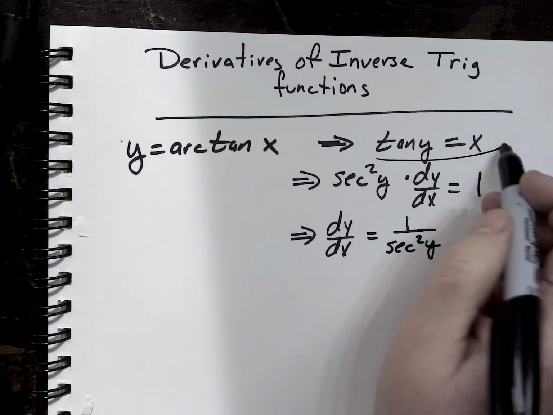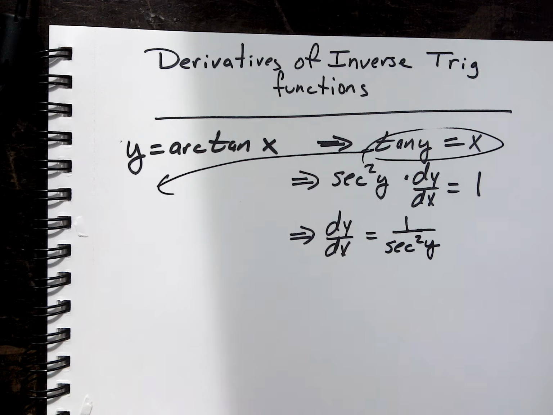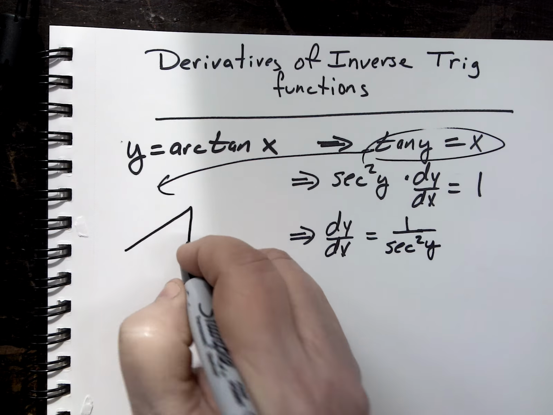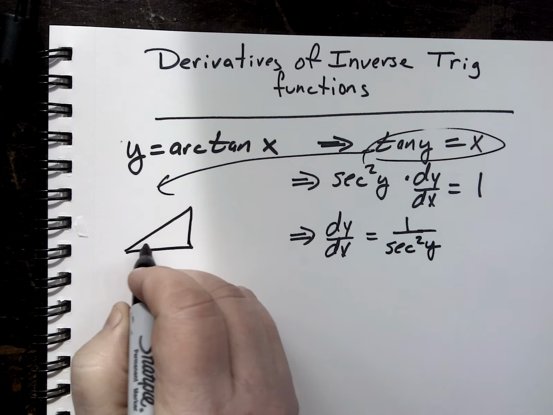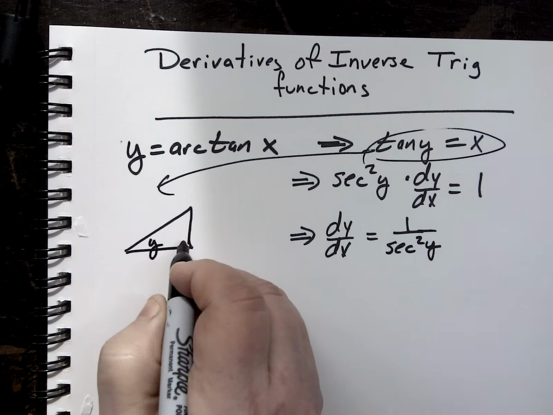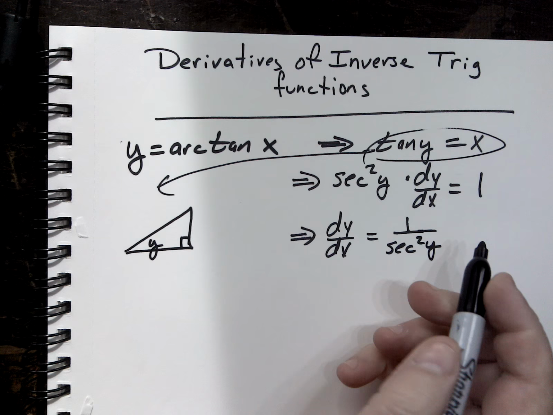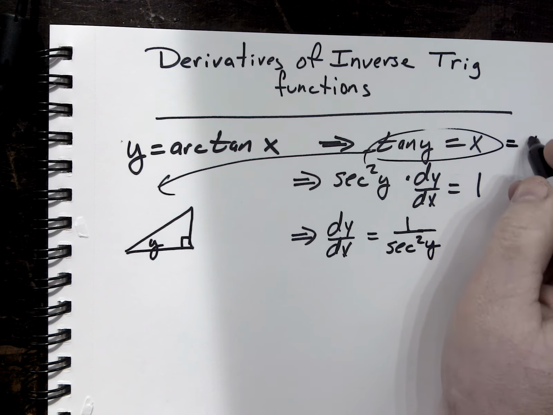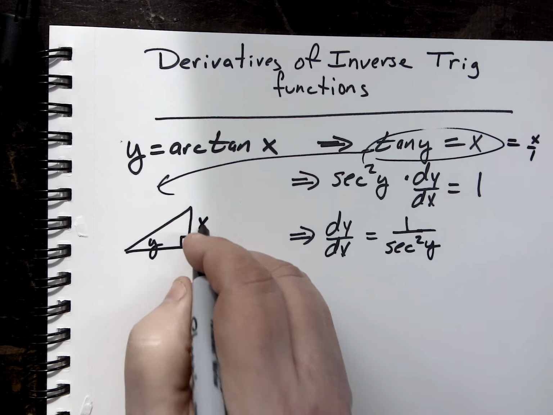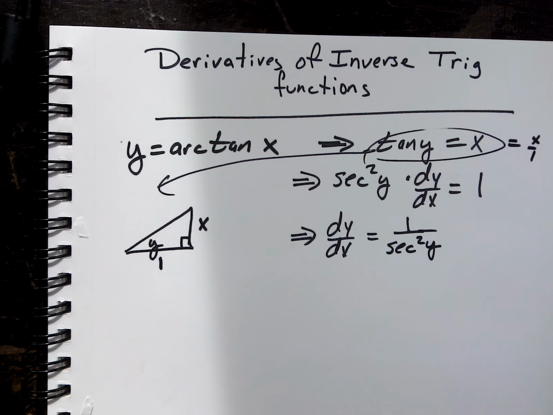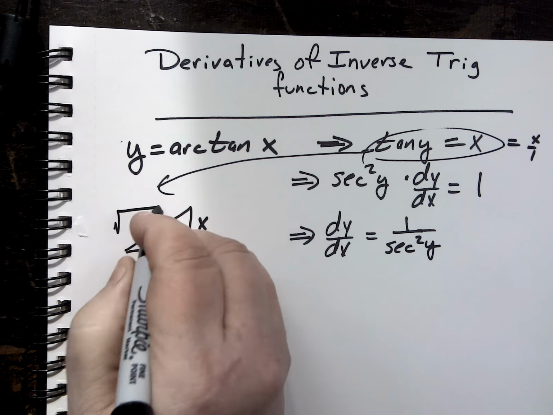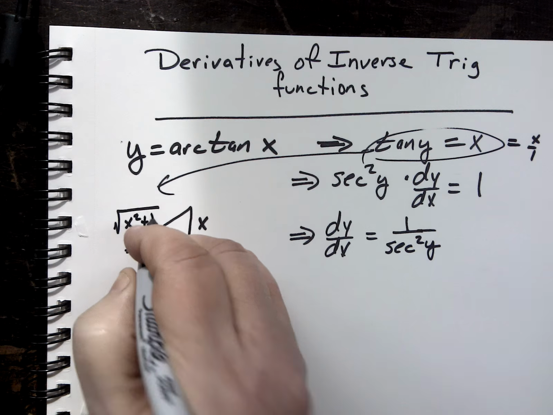So, I'm going to look at this factoid. If I know tan of y is x, I'm going to draw a triangle with that information in it. Here's y. Tan is opposite over adjacent. Well, I can think of this x as x over 1, so opposite over adjacent. Using the Pythagorean theorem, a squared plus b squared equals c squared, I get the third side to be the square root of x squared plus 1.